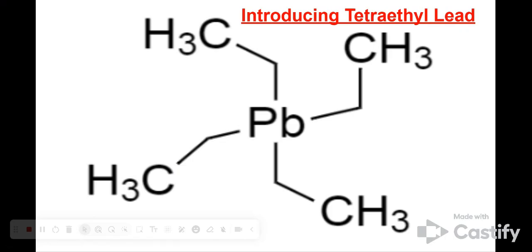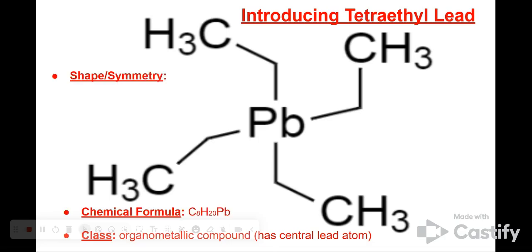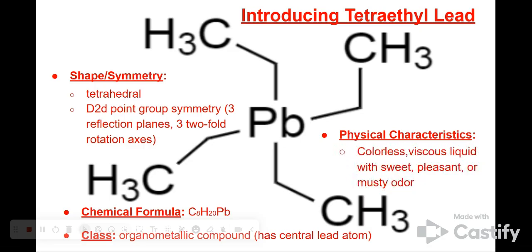It's a type of compound called an organometallic compound, which has a central lead atom. Attached to tetraethyl lead's central lead atom are four carbon atoms, and attached to each of these are three hydrogen atoms, which make a total of 20 hydrogens. It is tetrahedral in shape, with a D2D point group symmetry, with three reflection planes and three twofold rotation axes.